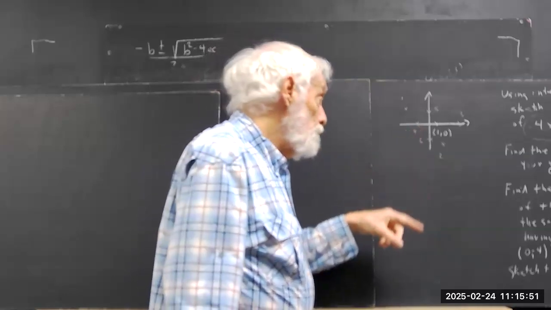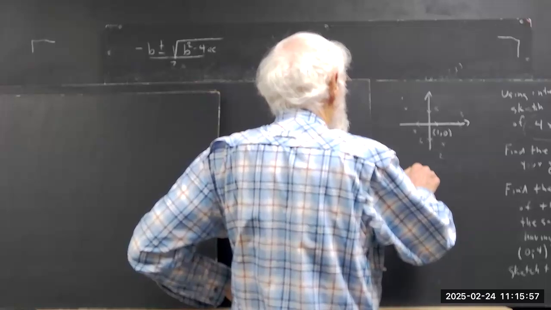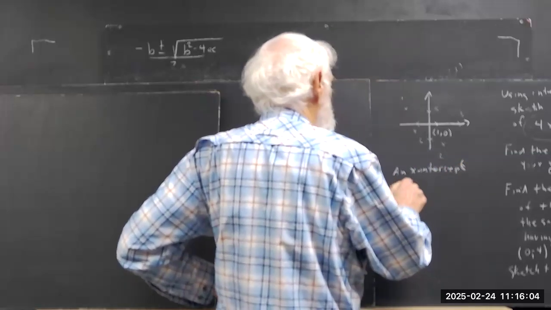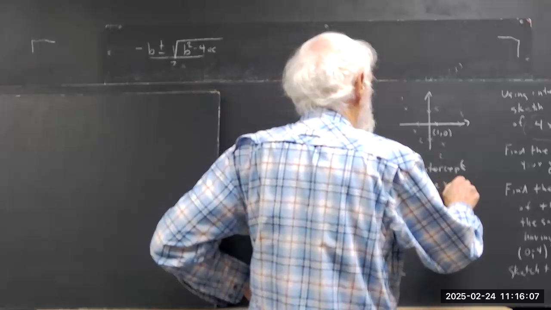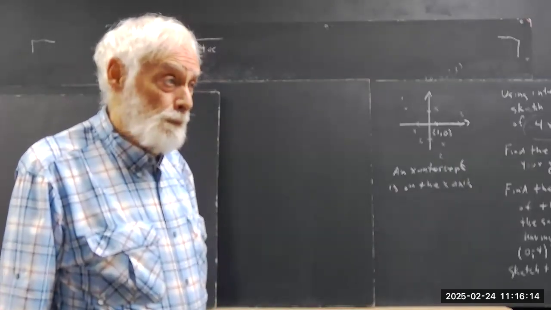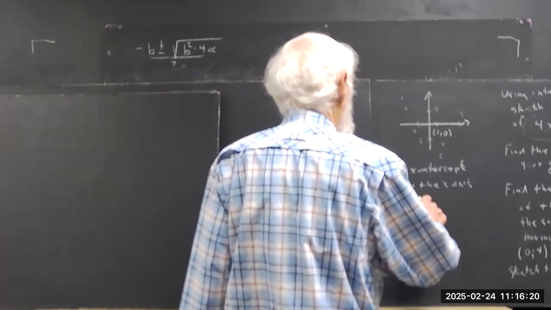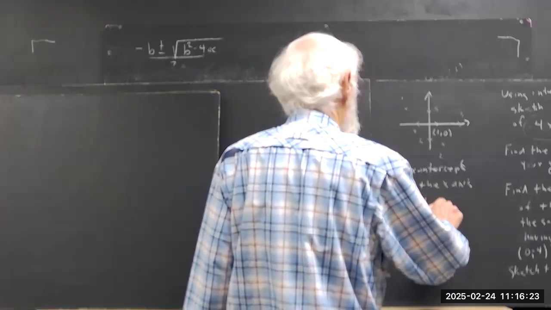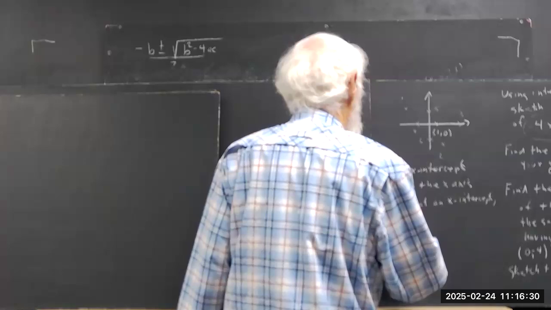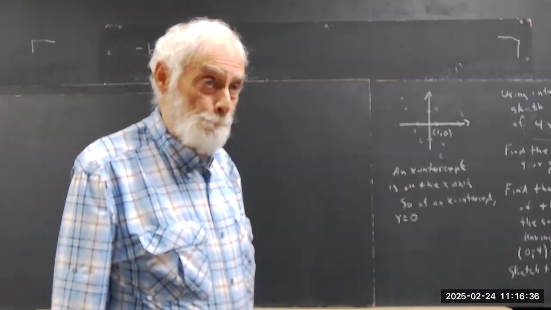Okay. So my point is that the next intercept is on the x-axis. So at an x-intercept, y equals 0.